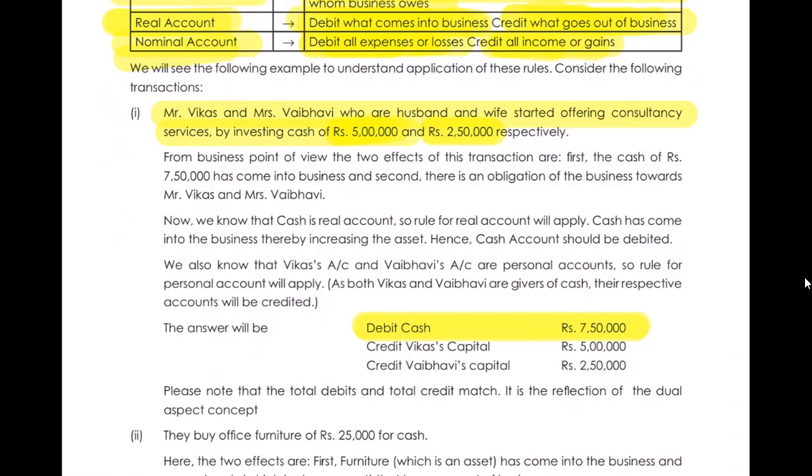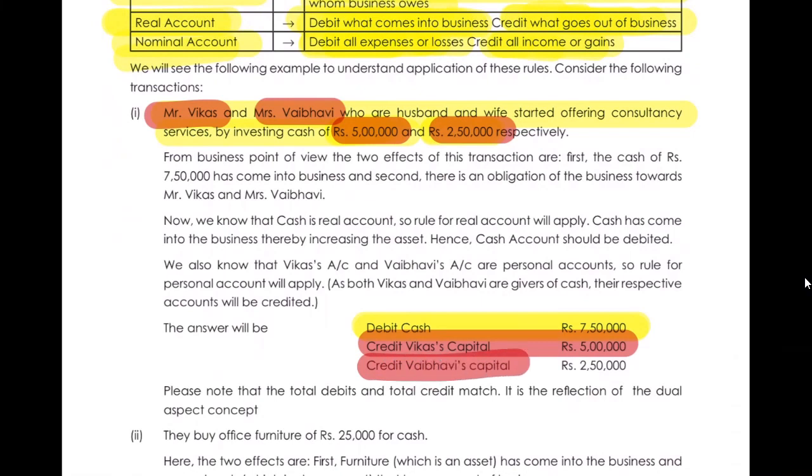But whenever the business closes down, we have to pay the cash back to Mr. Vikas and to Mrs. Vaibhavi. How much amount to Vikas? 5 lakh to Vikas and 2 lakh 50,000 to Vaibhavi. So we will credit Vikas's capital by 5 lakh and we will credit Vaibhavi's capital by 2 lakh 50,000. So how much is the debit total? It is 7 lakh 50,000. And what is the credit total? 5 lakhs plus 2 lakh 50,000. It is also 7 lakh 50,000. So both sides are matched over here.